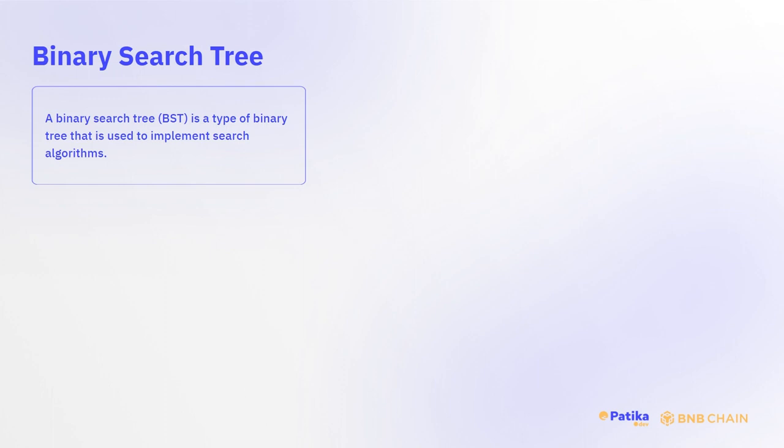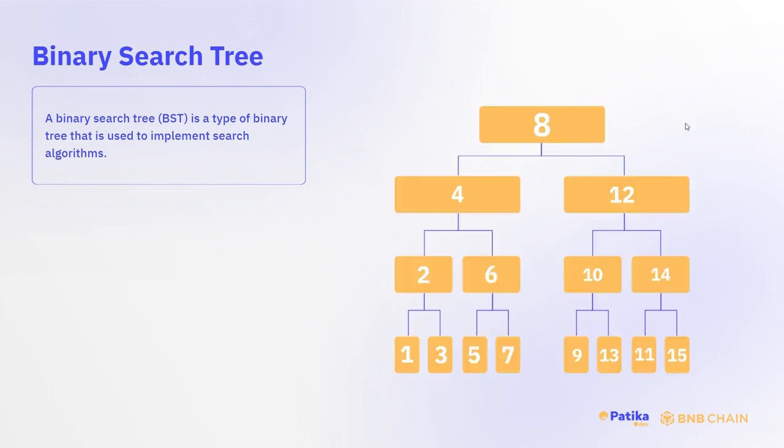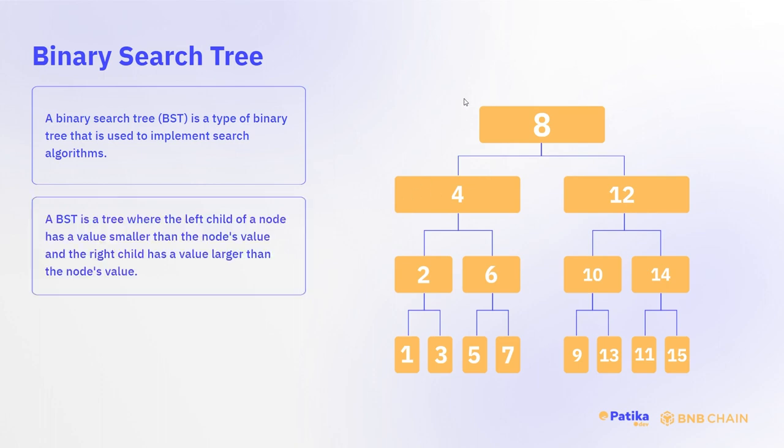But when it comes to a binary search tree, which is a special type of binary tree, there is something different. So let's first understand the binary search tree. A binary search tree is a type of binary tree that is used to implement search algorithms. Here, instead of having elements randomly, we have a different structure. A binary search tree is a tree where the left child of a node has a value smaller than the node's value, and the right child has a value larger than the node's value.